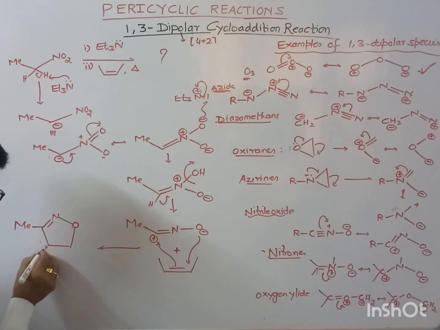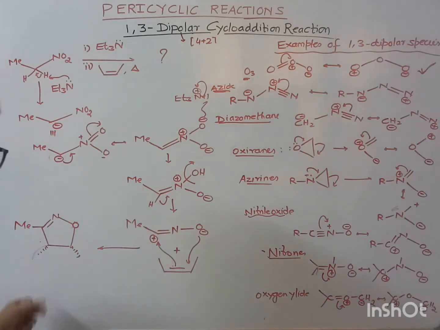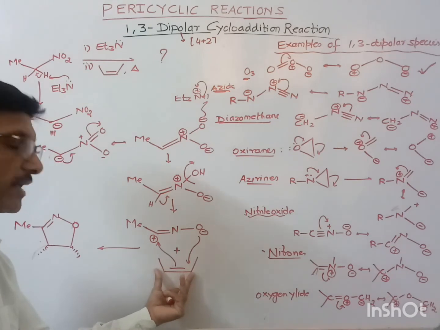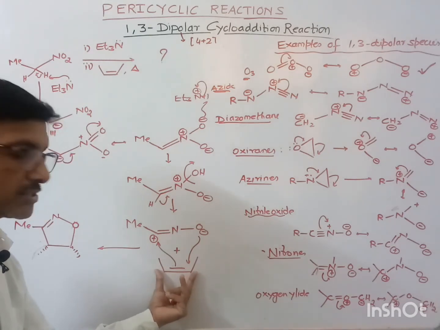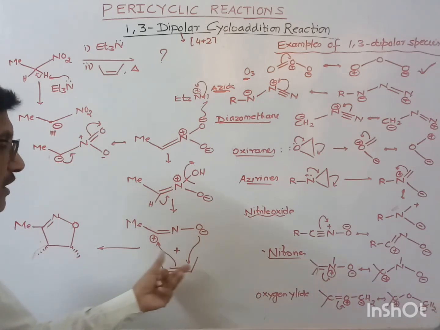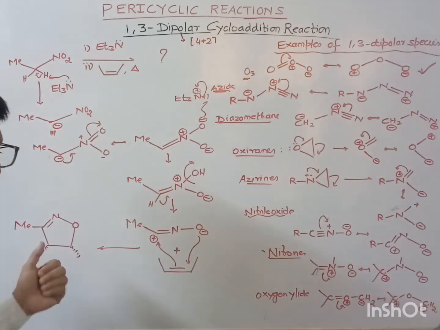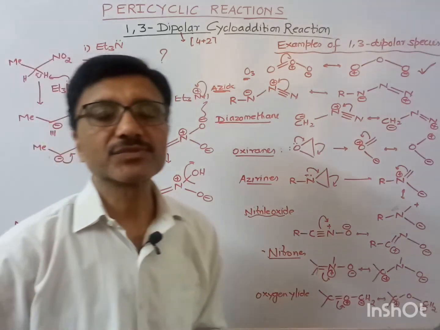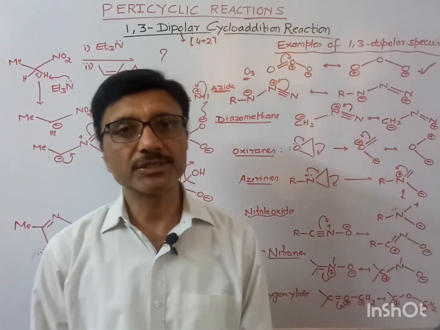Because this is a suprafacial addition, in the product the stereochemistry of this one will remain the same. This is a cis alkene, so here also the two methyl groups will remain in the same position. So these are some examples of the 1,3 dipolar cycloaddition reaction. Thank you.